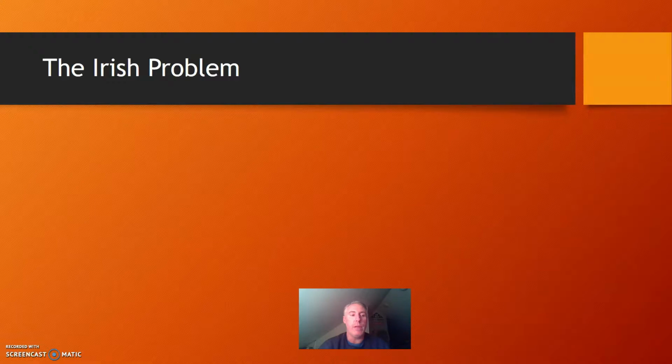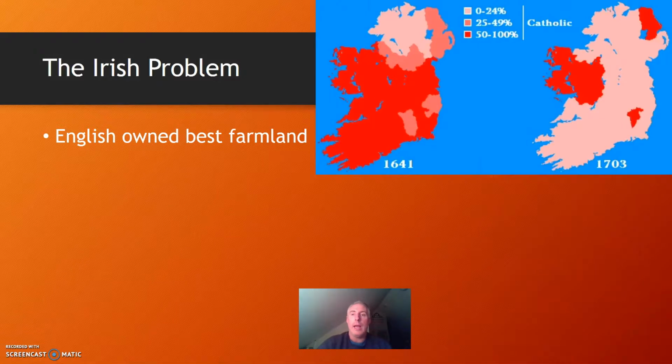Now, this goes back hundreds of years. By the 1600s, England had fully colonized Ireland, and with that control, they took all the best farmland. And many of these English landowners were what we call absentee landlords, meaning they owned the land in Ireland but didn't even live there. Right. And you see how this map shows it's broken down by Catholic. In 1641, the Catholics still owned the majority of the land, but even by the beginning of the 1700s, they had lost most of it, and that wasn't getting any better into the 1800s.